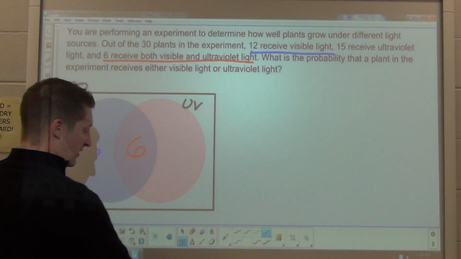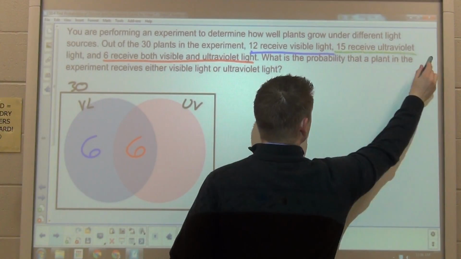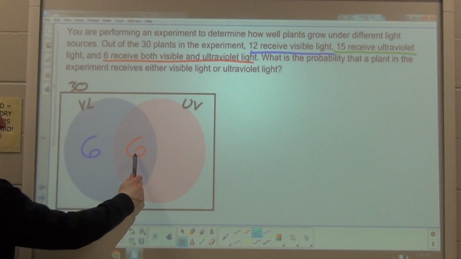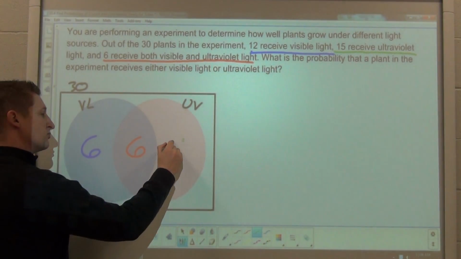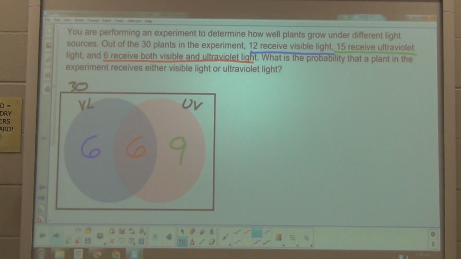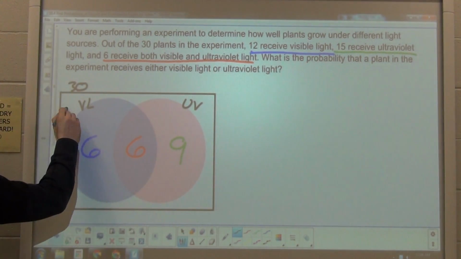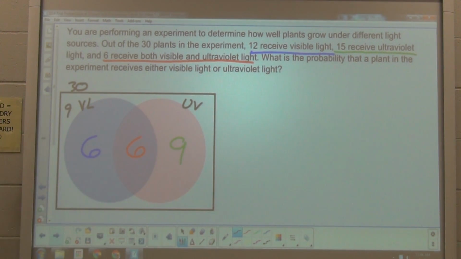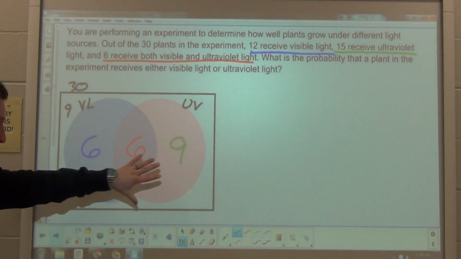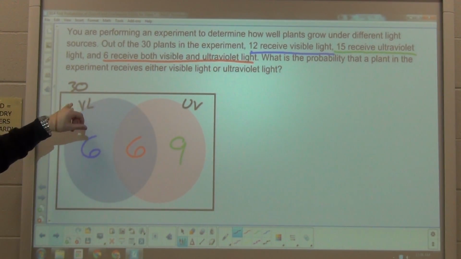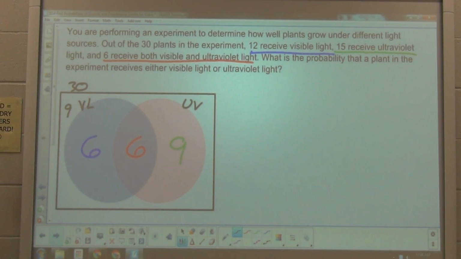Now for the ultraviolet light portion, 15 receive ultraviolet light. 6 have already been accounted for in the overlap, which means there's room for 9 plants that receive only ultraviolet light. Now, if we added up those numbers, you would notice that we've got 15 plus 6 is 21. If I really wanted to label the rest of the diagram, I suppose I could put another 9 outside of those two circles, representing plants that don't receive either of these kinds of light. And I knew it was 9 because if there's 21 plants here, and there's 30 plants total, there must be 9 that aren't receiving these two kinds of light.